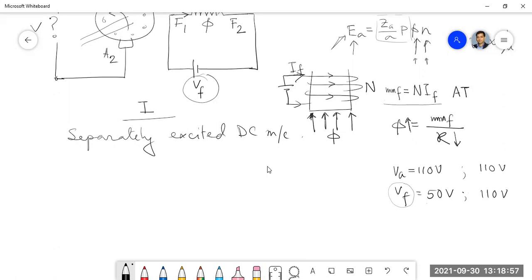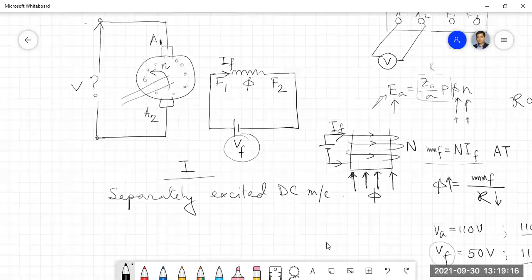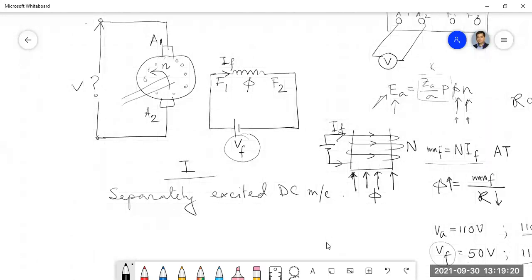In most cases, the ratings are the same. If the voltage rating of the armature and the rating of the field coil are the same, that is 110 volts or maybe 220 volts or 200 volts, then we can try that. So you are saying, why not use the voltage generated across the armature for the excitation of the field winding? Am I correct?